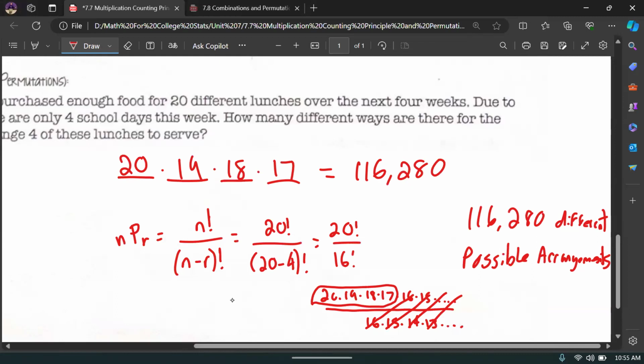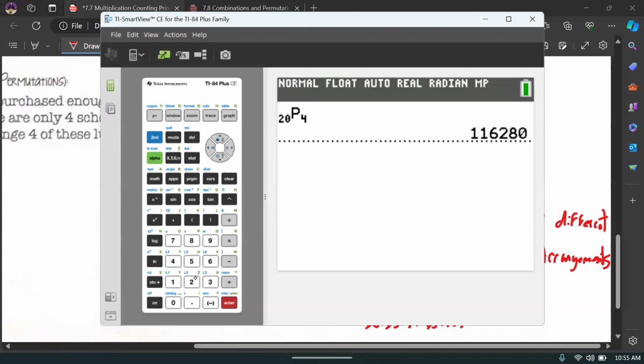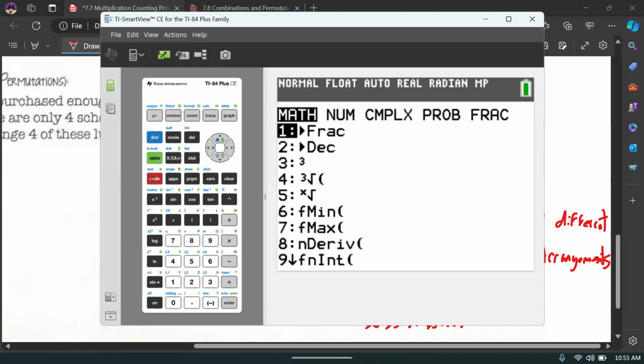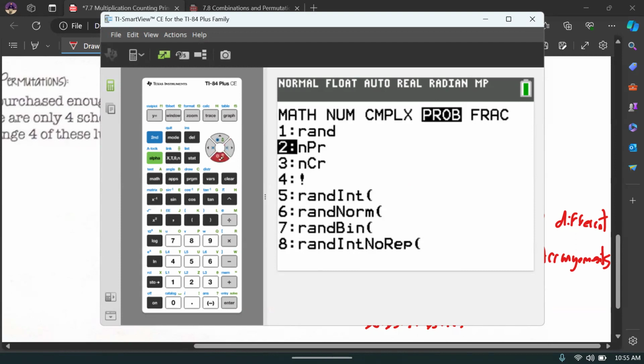So just to showcase the factorial button as well, 20, where's the factorial button? I gotta find it. I think it's in the math key. I think you have to hit it here. It's right here. I don't know if there's a shortcut for it or not. I have to look on the calculator closer. I'm sure it's somewhere, but anyway, we're just gonna move on.